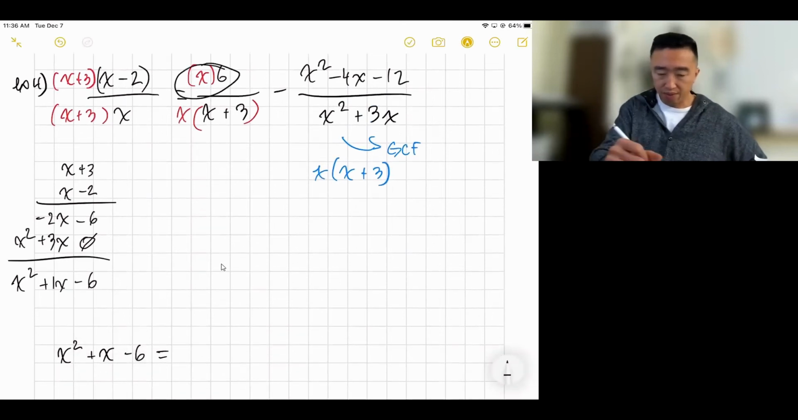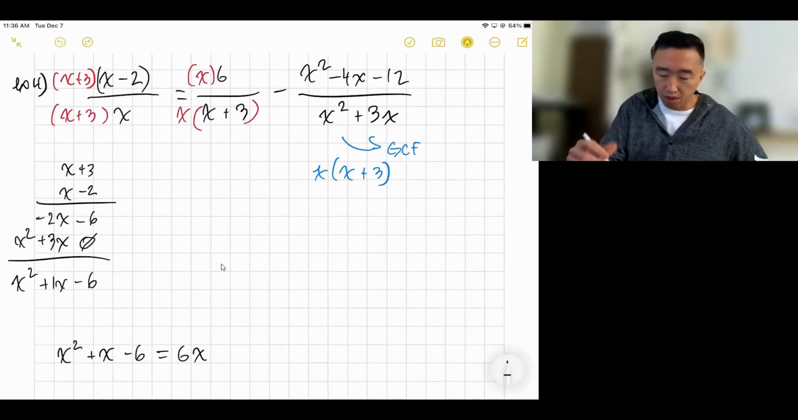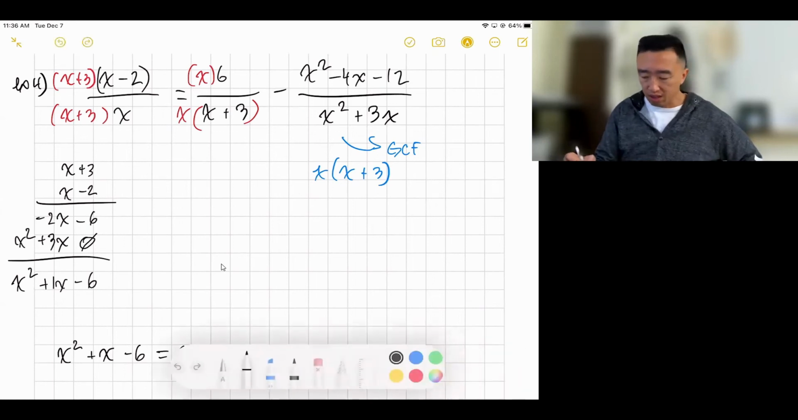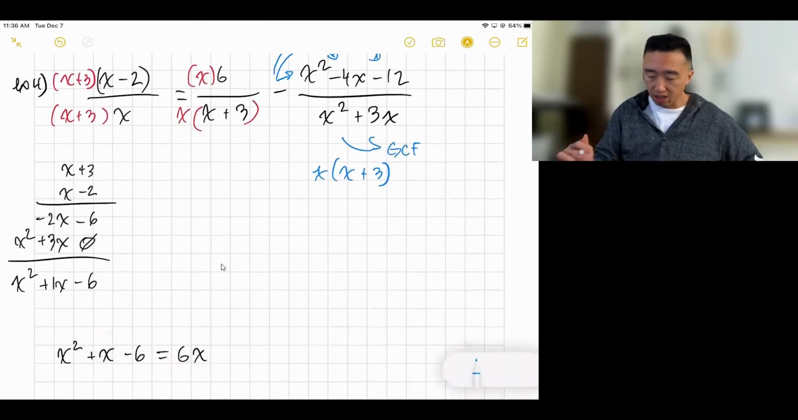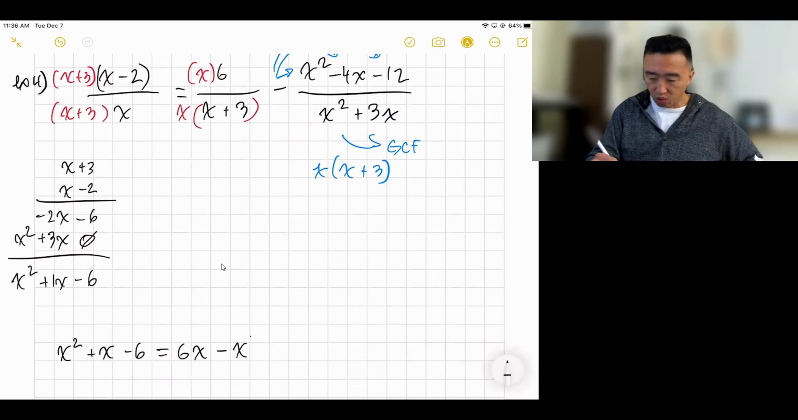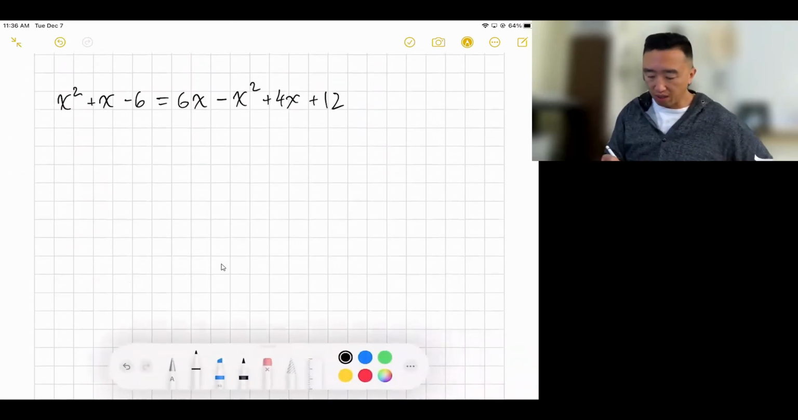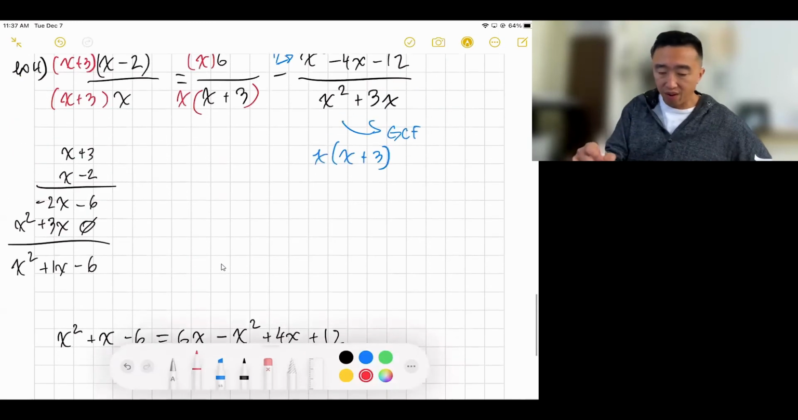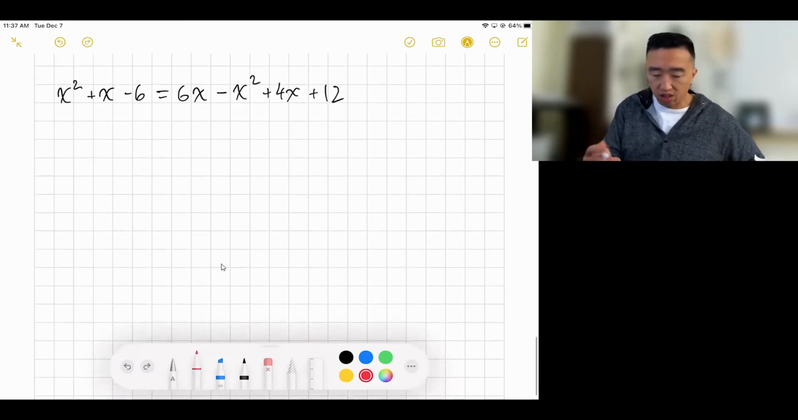Equals to, and then that becomes 6x, and we're gonna bring this down, but remember, you see this negative right here? That means that we have to distribute that negative to this one and to that one, which means they all change symbols. So it's going to be negative x squared, positive 4x, positive 12. Okay. And again, at this point, I don't need the denominator because I know that everybody has the exact same denominator, okay? So let's go ahead and just get this monstrosity.